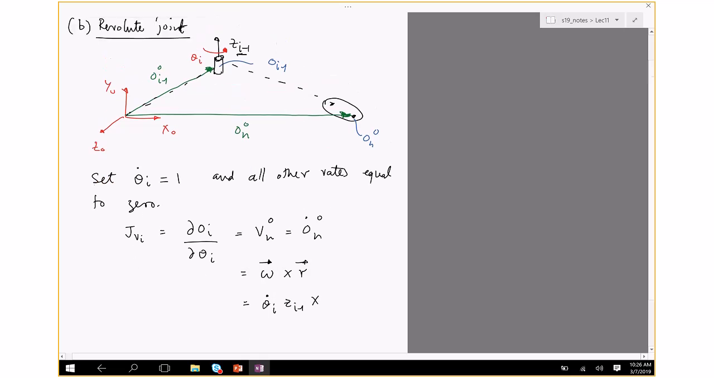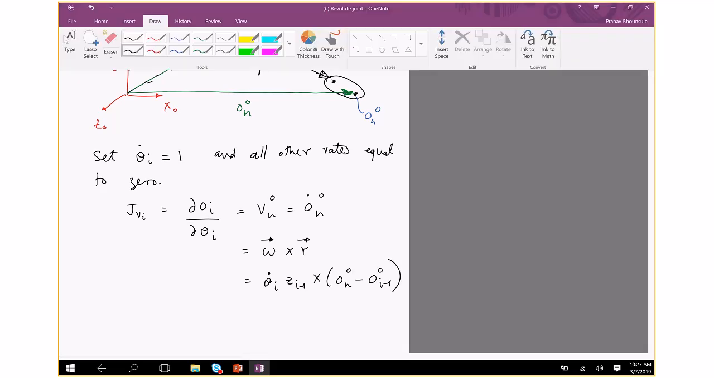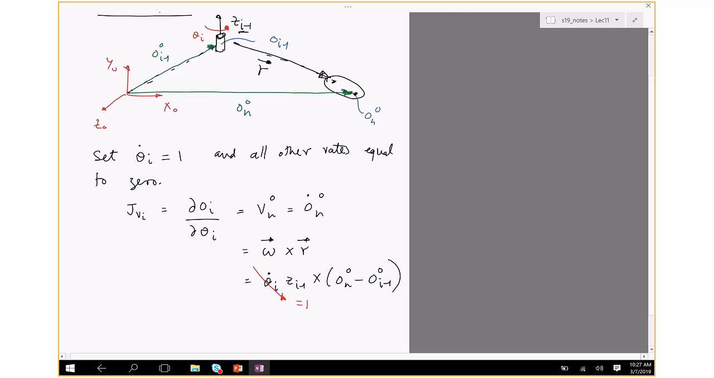This r vector goes from here to here. This is r. It's from the point O i minus 1 to the end effector O n. If you remember vector rules, this is basically a closed triangle: O n equals r plus O i minus 1. So if you want to find r, you need to subtract O i minus 1 from O n. So this would be O n minus O i minus 1. Now we've said theta dot is equal to 1, because that's how we defined the Jacobian, right? The angular velocity theta dot equals 1.